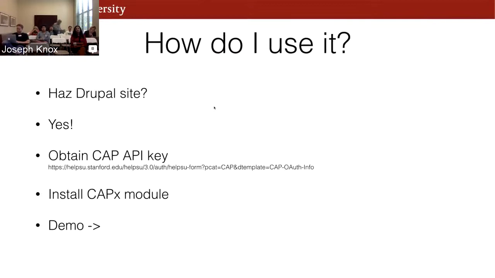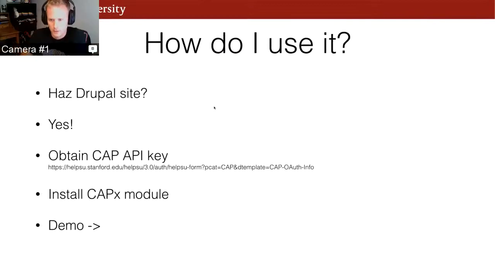Okay, so we'll get into the reason why you came here today real shortly. How do I use this thing once I have it? First of all, you need a Drupal site. Yes, got one? Okay. The next step, and to do this early is key, is to get your CAP API key. In order to communicate from the Drupal site to the CAP server, you need to get a key.